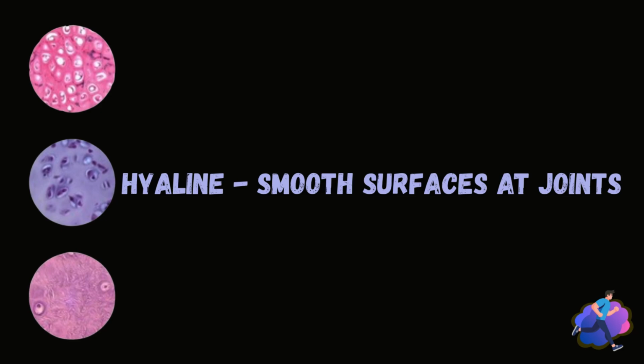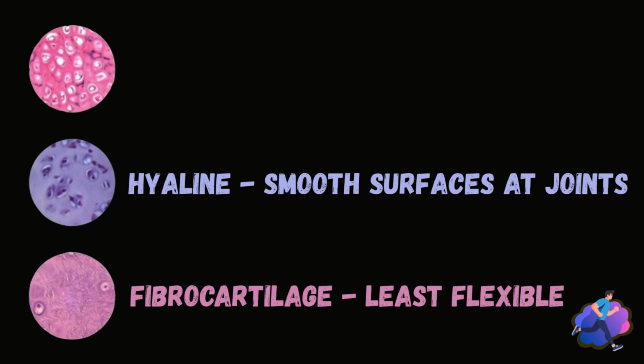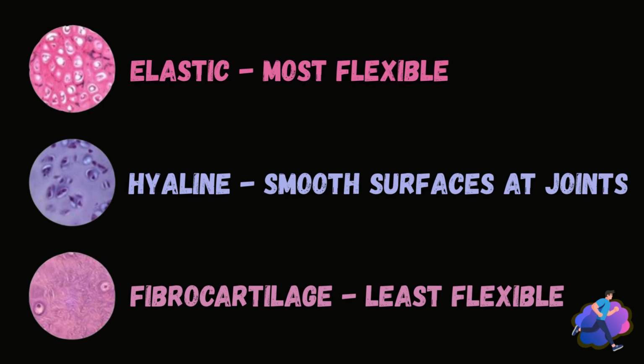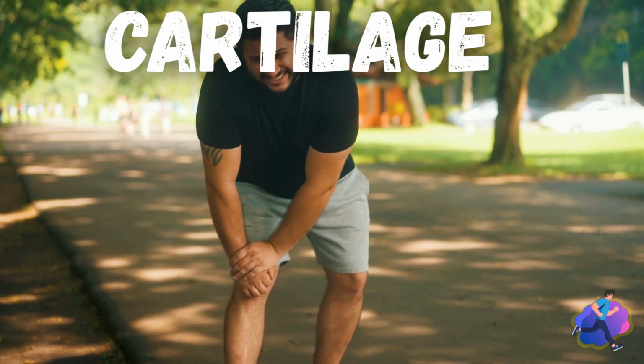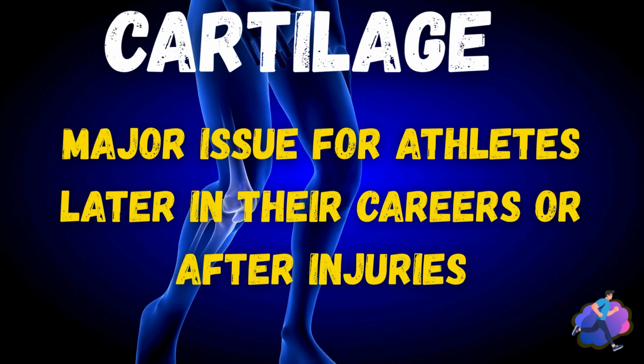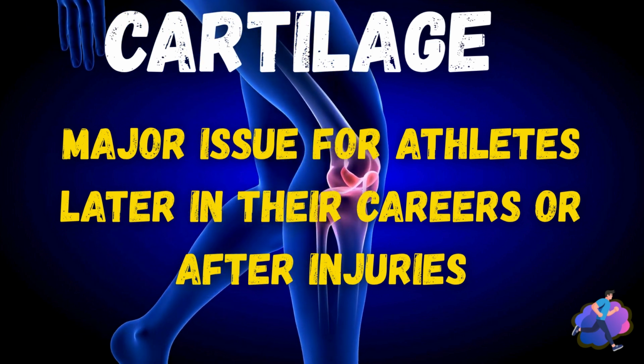There are actually three main types of cartilage. Hyaline cartilage, which is found at joints, providing smooth surfaces for movement. Fibrocartilage, which is tougher and found in places needing real shock absorbance, like the discs between the vertebrae in our spine. And elastic cartilage, which provides flexibility in places such as our ears. For sports science, we mainly focus on hyaline cartilage, but understanding that there are variations helps to see why cartilage is so versatile. If our cartilage gets worn down, like in osteoarthritis, movement becomes painful and restricted, which is a major problem for athletes later in their careers.